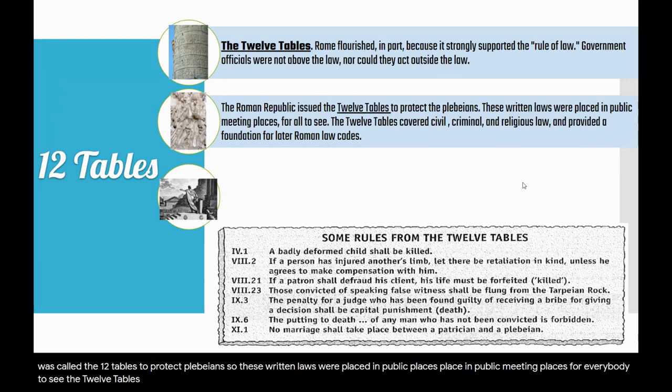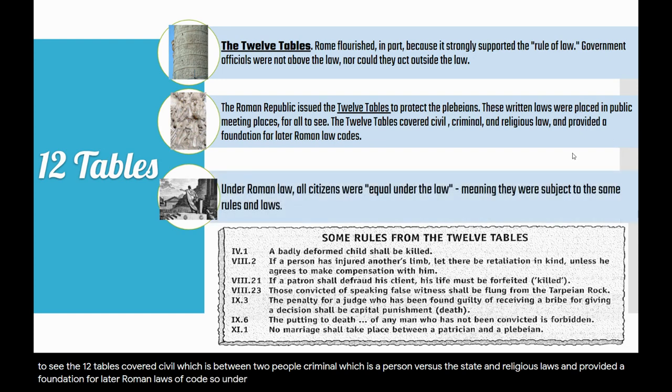The 12 tables covered civil laws, which is between two people, criminal, which is a person versus the state, and religious laws, and provided a foundation for later Roman law codes. So under Roman law, all citizens were equal under the law, meaning that they were subject to the same rules and laws. So here's some of the rules from the 12 tables.